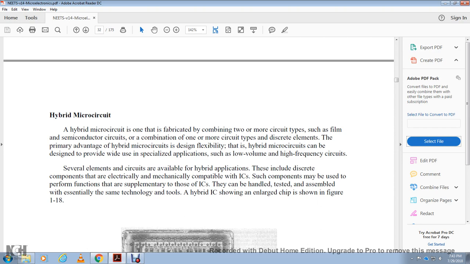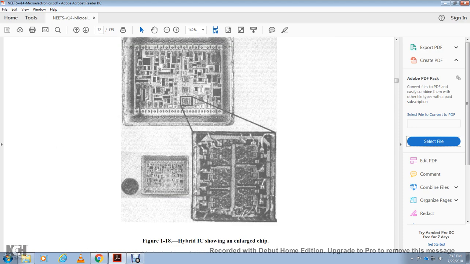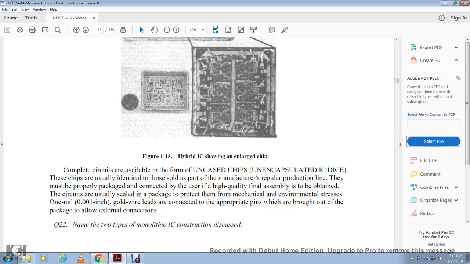Some components that may be used to perform functions are implemented as integrated circuits, which have been tested and assembled using essential technology and low-cost tools. Hybrid integrated circuits should be in large chips, as shown in figure 118. Complete circuits are available in the form of unencapsulated chips, the unencapsulated integrated device. These chips are usually those from the manufacturer's regular production line. They must be properly packaged so that a higher quality, finer assembly can be obtained. These circuits are usually sealed in a package to protect them from mechanical and environmental stress. One mil, or 1,000th of an inch, gold wire leads connect to the appropriate pins on the package to allow external connections.